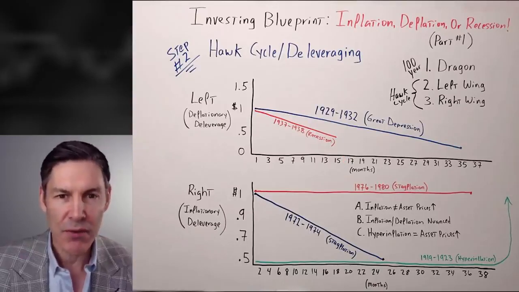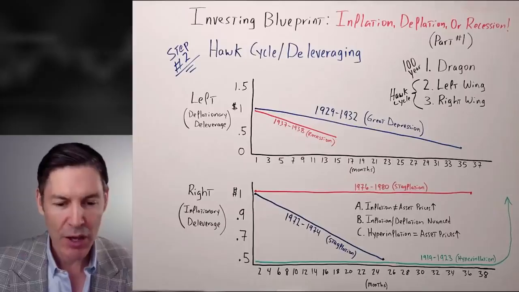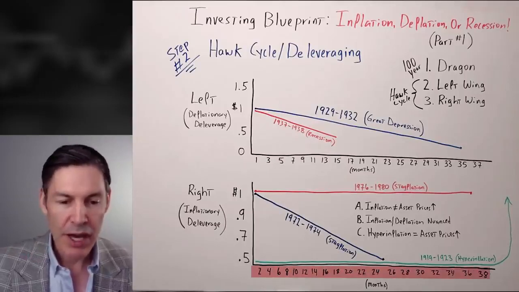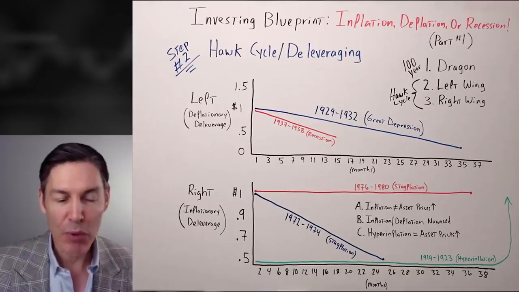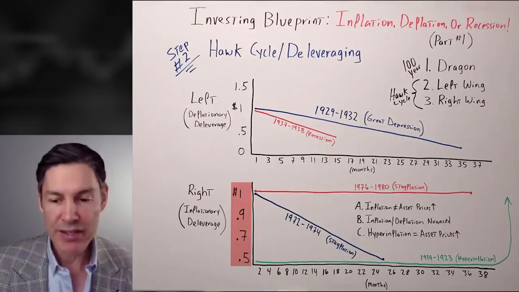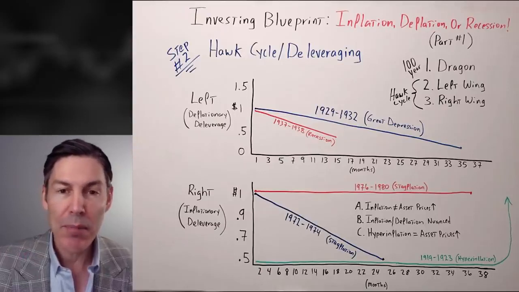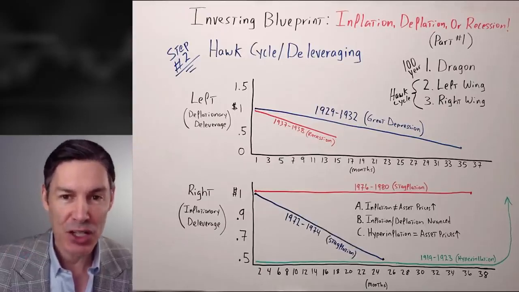Moving down to the right wing of the hawk, this is the inflationary deleveraging. This chart specifically was extremely interesting to me. Check this out. We start with the months below from 2 months to 38 months. And on the left, we start at the top with $1 invested. It goes down to about 0.5 or 50 cents. So this is what your dollar would have done if invested in the stock market during this time frame. From 1972 to 1974, a period of stagflation.